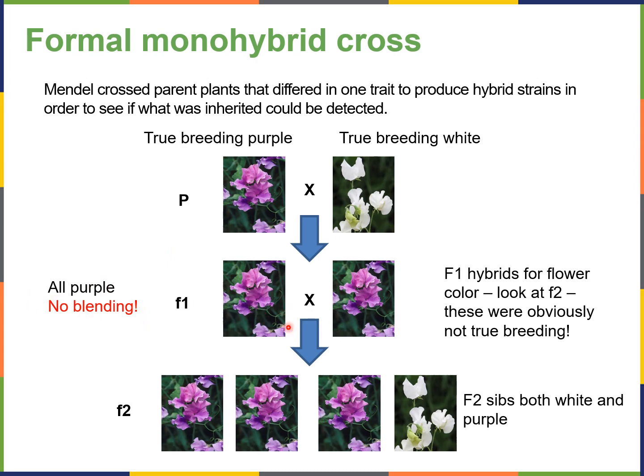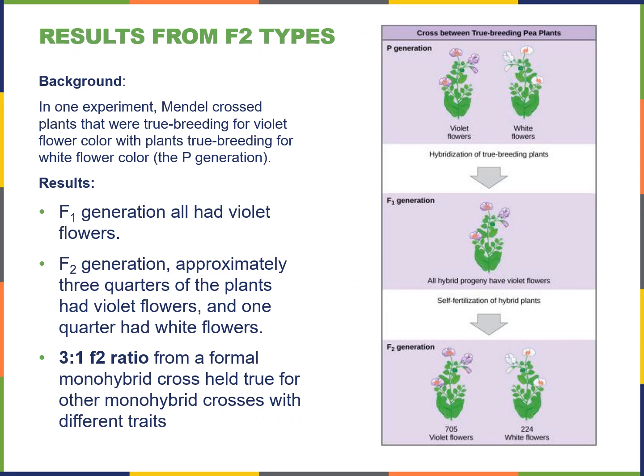Now if we cross these two and we get our F2 generation, we see we've got three purple plants and one white. So we have both of them showing up here. How does that happen? That's when Mendel really started to think, okay, how are these traits being passed down? Why does one show more than the other, etc.?